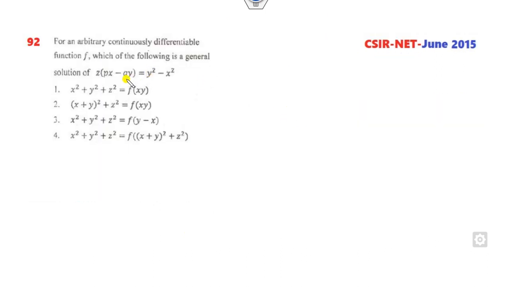Okay, look at this one. Which of the following is there? You can start from this case, dx, dy, dz. What is the coefficient of p? That is zx. The coefficient of q is zy, and the constant is y square minus x square.